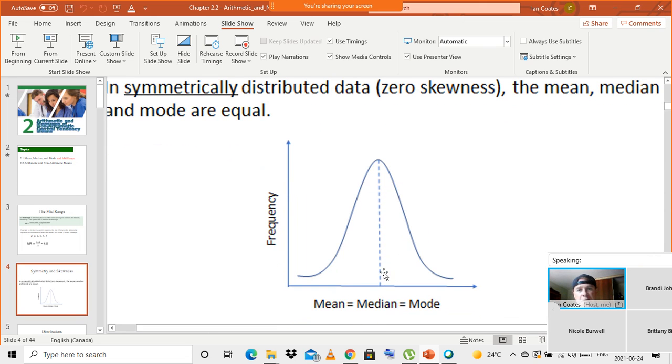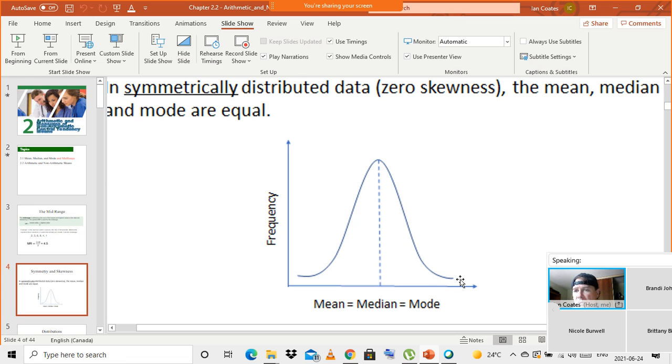If you look at this one right here, there is no skewness. What I mean by skewness is that there's a tail to it, that there's something going on. You'll see here that this is perfectly symmetrical. In this case, the mean is equal to the median, which is equal to the mode. And you'll see that the left side is basically a mirror reflection of the right side.